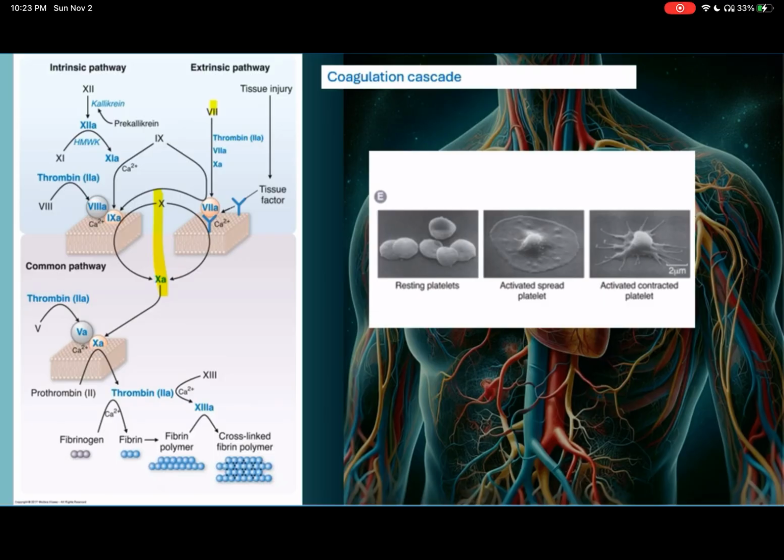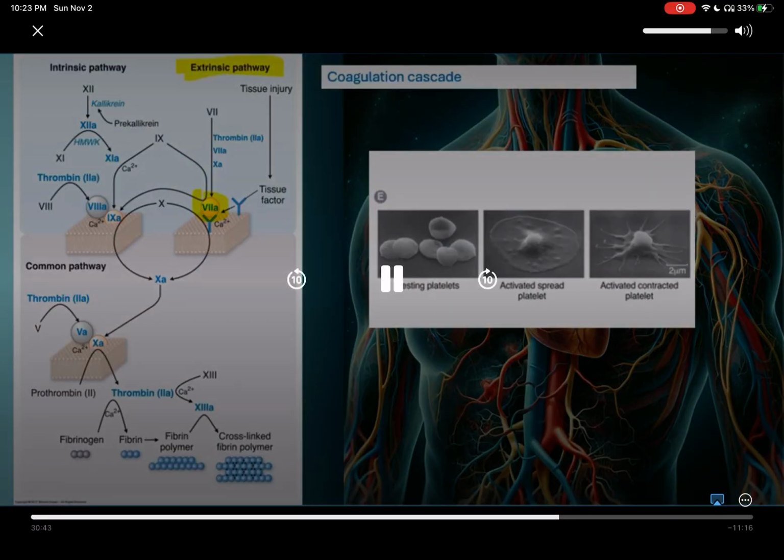So let's take a look. This is factor 7, okay, 7A, and 7A is activating here the factor 9 over here. So because the activation of factor 9 depends on factor 7, the extrinsic pathway is regarded as the primary pathway of the initiation of coagulation in vivo.